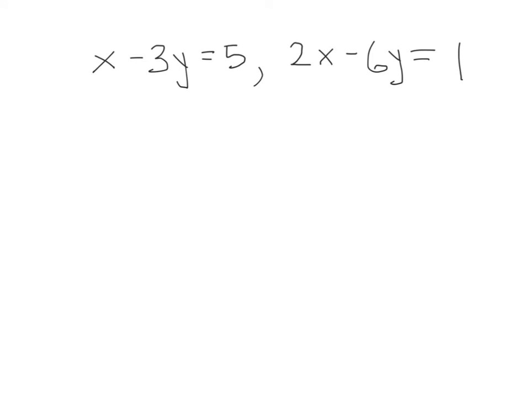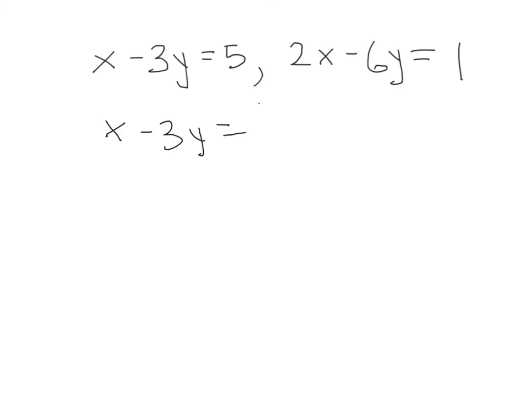X minus 3y equals 5, 2x minus 6y equals 1. For this example, let's use a different method. Last slide we used substitution. This time I'll show you how to use elimination. For elimination, what we do is we write the two equations on top of each other.